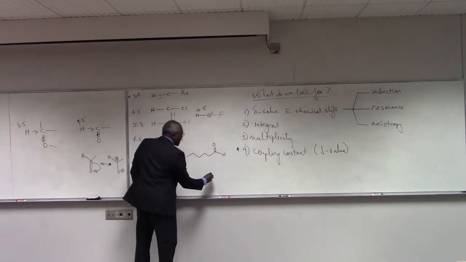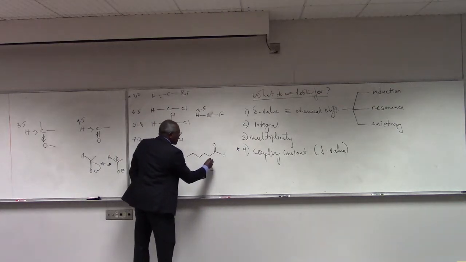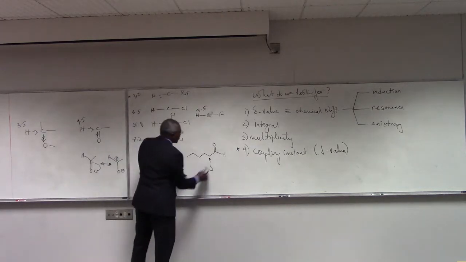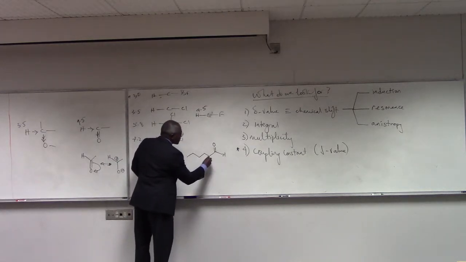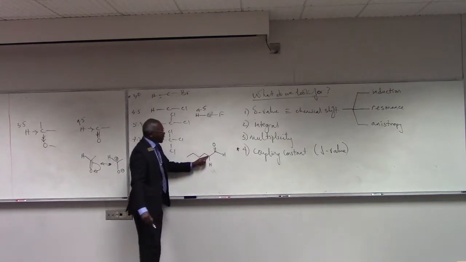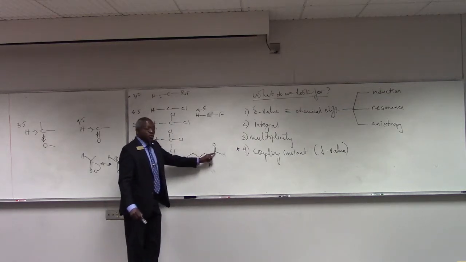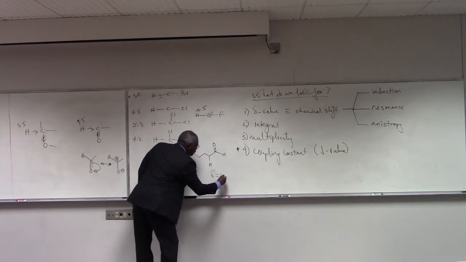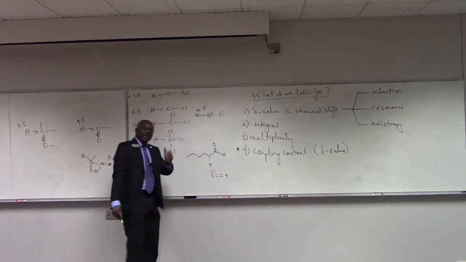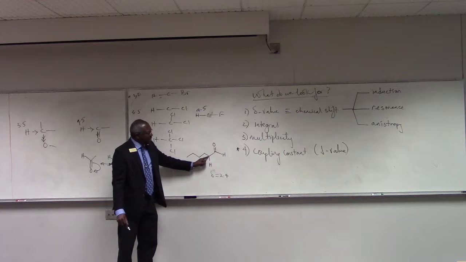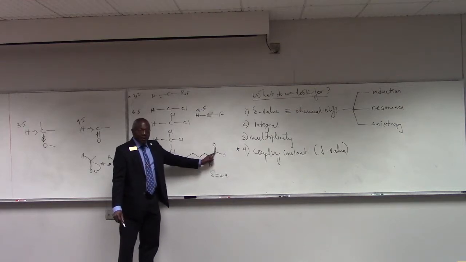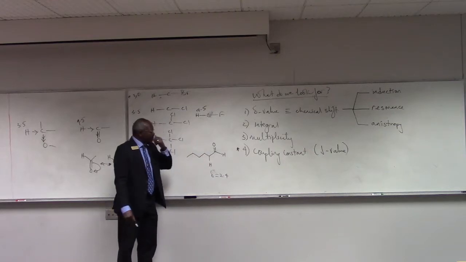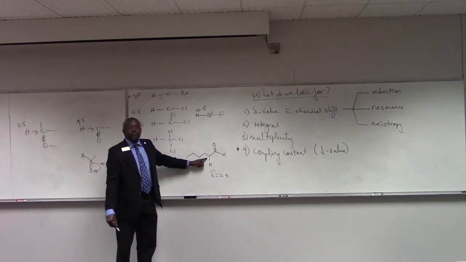It turns out that, and we'll see this in a little bit, the H's that are attached to a carbon attached to a carbonyl show up at a delta value of about 2.4, right? So H attached to C attached to an aldehyde, a carbonyl, carboxylic acid, aldehyde, ketone, they show about 2.4.